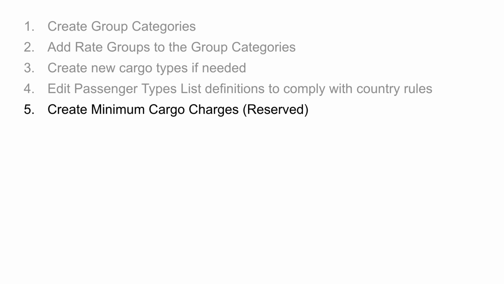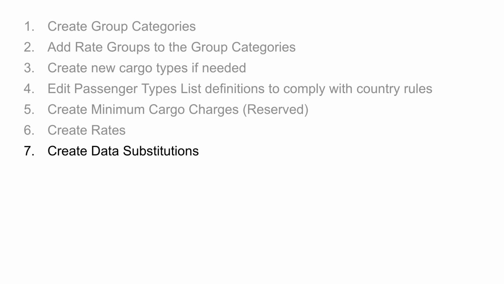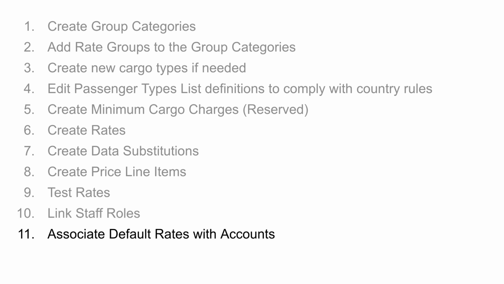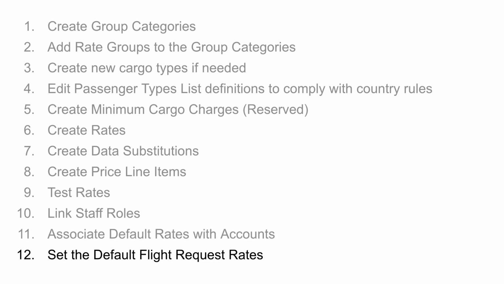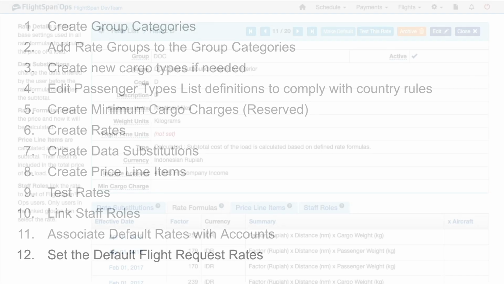Create minimum cargo charges. This feature is currently not in use. Create rates. Create data substitutions. Create price line items. Test rates. Link staff roles, associate default rates with accounts, and finally set the default flight request rates.